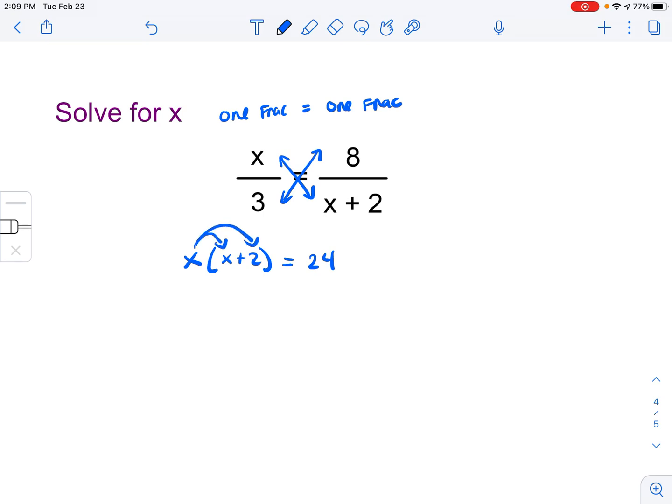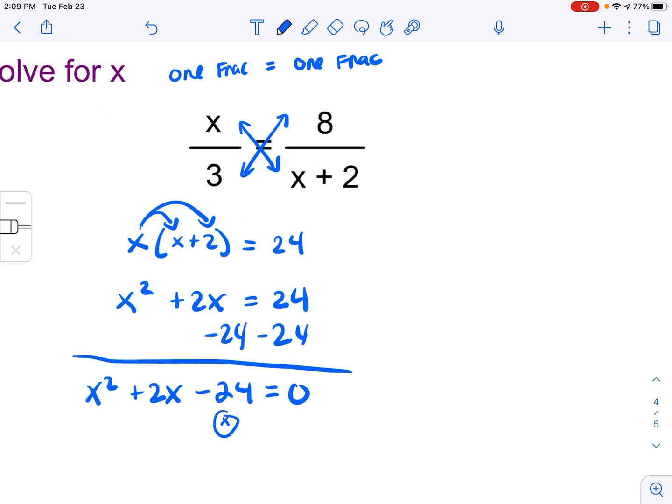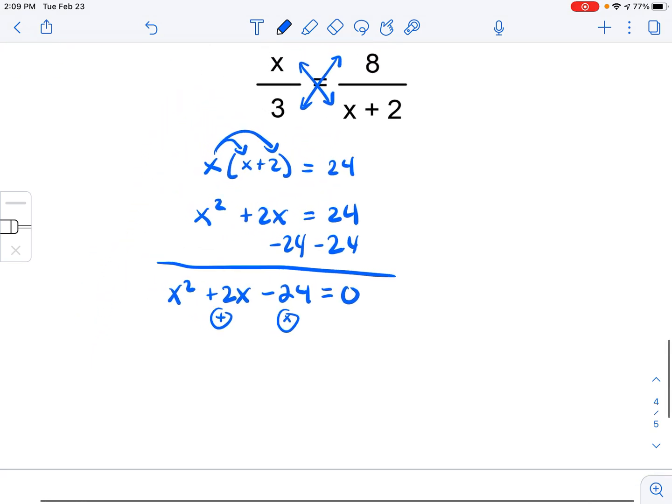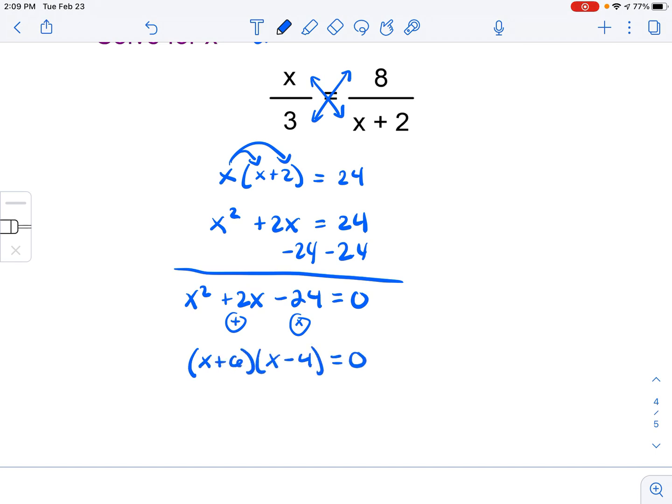So I can distribute this x, and I can move this 24 over. Make sure when I rearrange these terms, they are in standard form. And now we look at what kind of factoring. So it's a trinomial. The coefficient of x squared is 1. So I'm looking for two numbers that multiply to -24 and add to +2. Those two numbers that I'm thinking of are going to be +6 and -4.